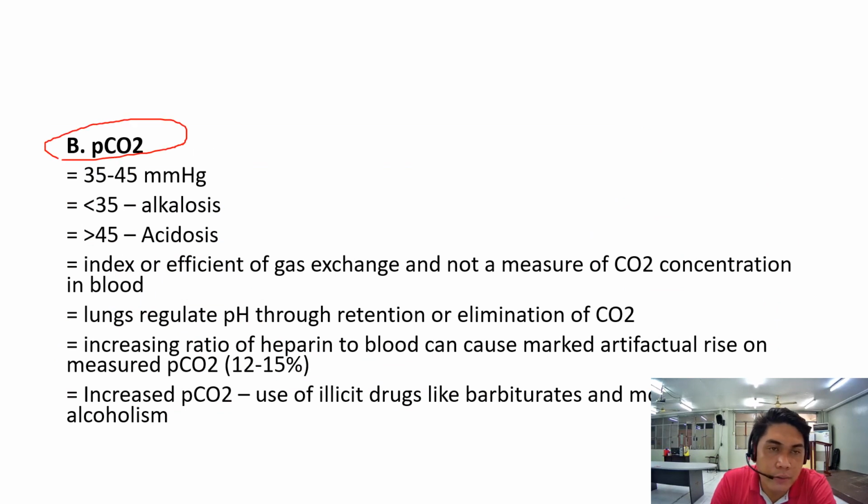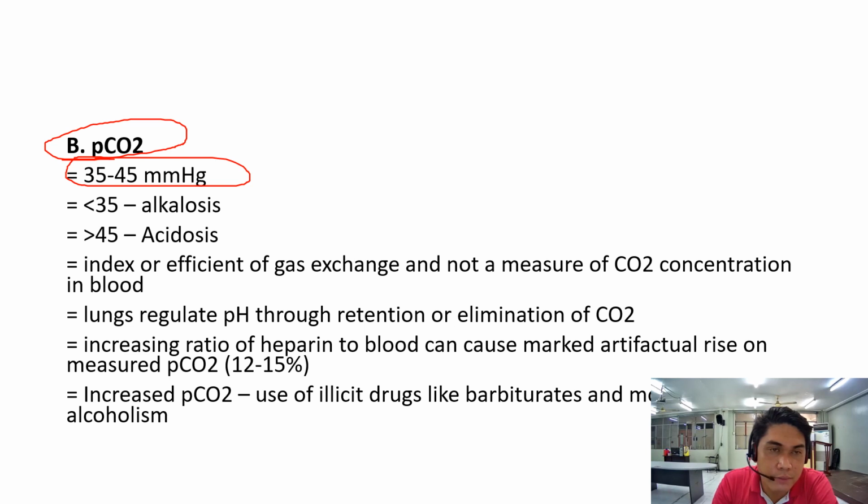Next, partial carbon dioxide. For partial carbon dioxide, the normal concentration, which you should memorize, is 35 to 45 mmHg. For PCO2 and pH, you need arterial blood for the specimen. So you need to collect arterial blood for PCO2 and pH measurement.